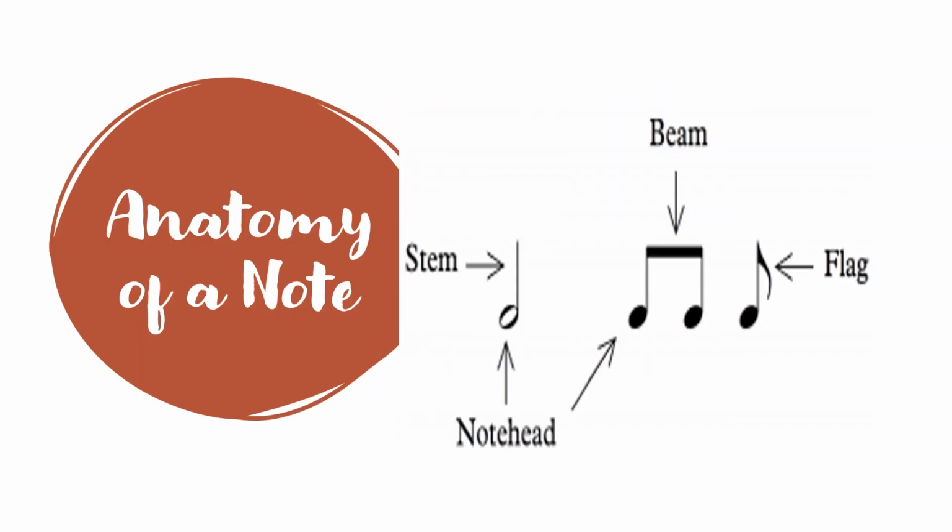The anatomy of a note. A note has a note head that can be shaded or not. The stem is attached to the side of a note head. Please note that the stem can go up or down. The flag is attached to the stem. When flags are joined together, it forms a beam.